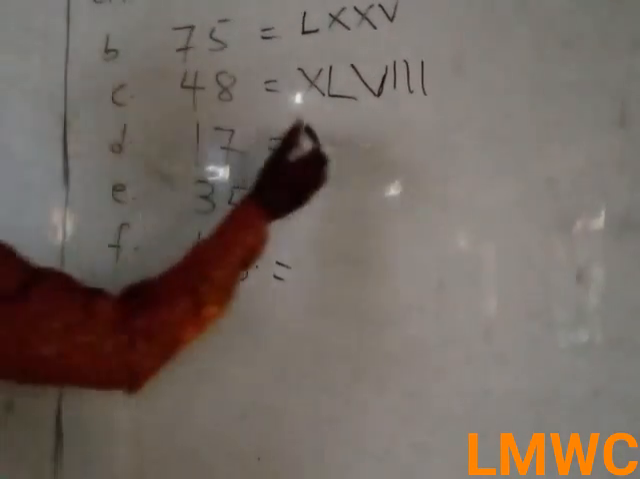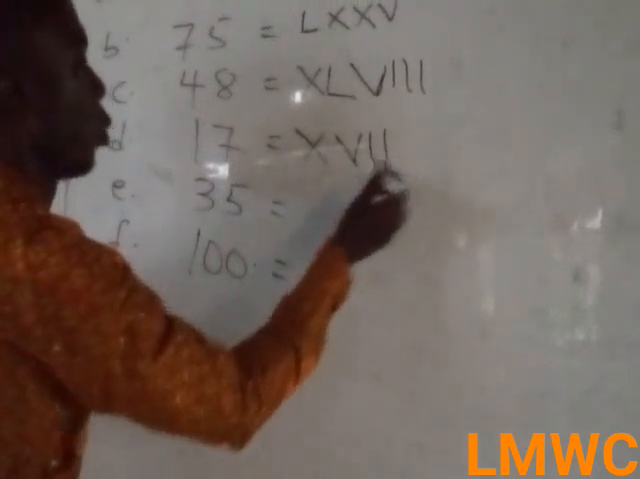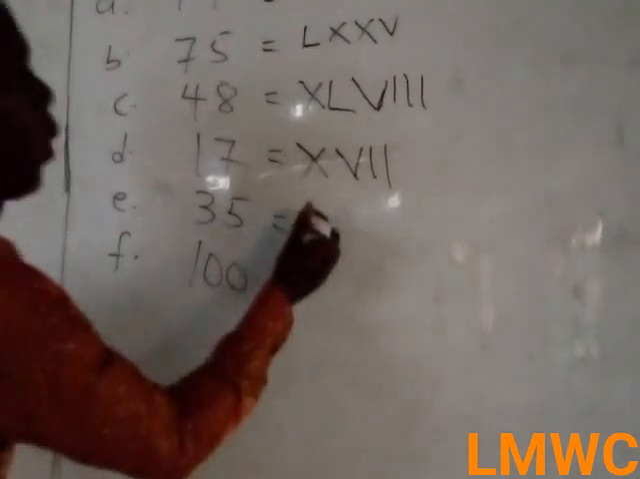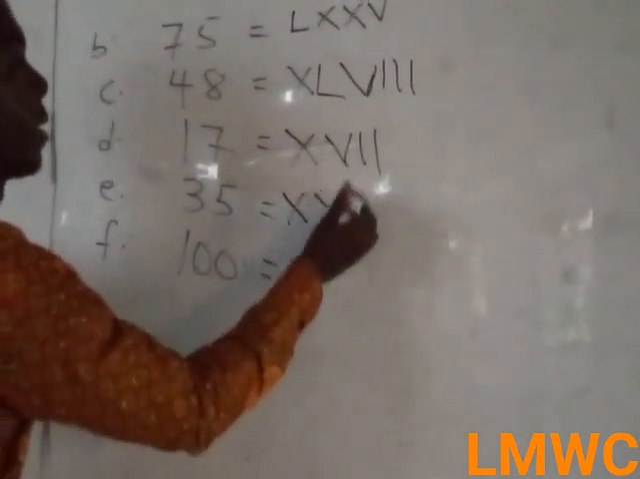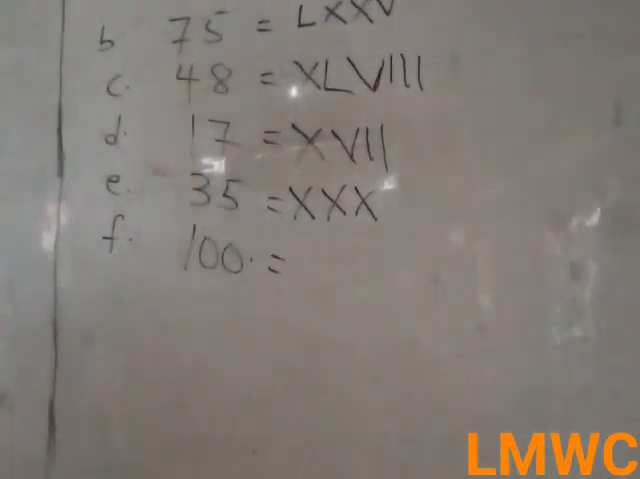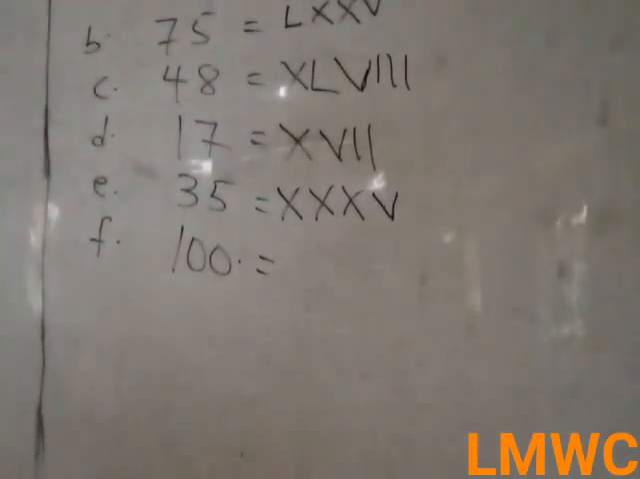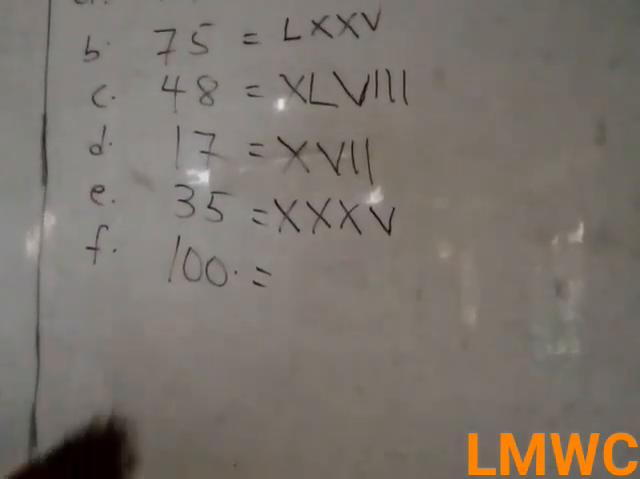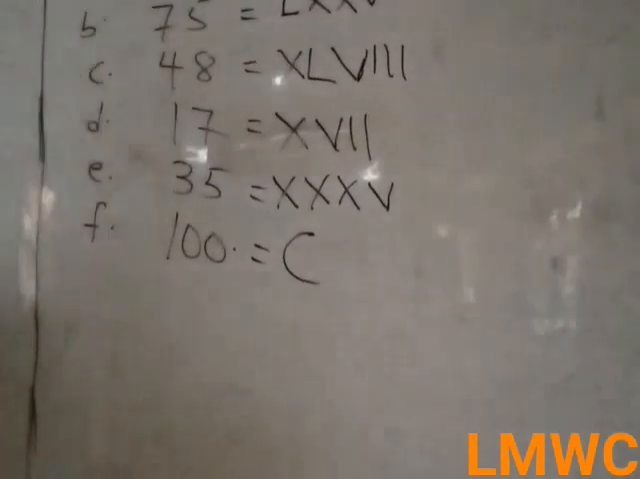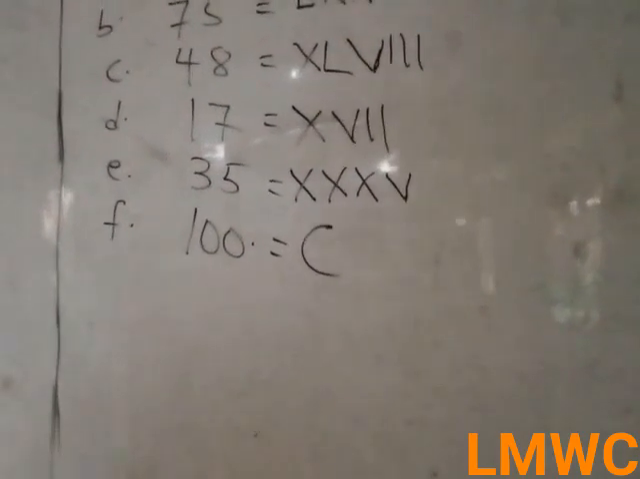17, we know X as 10, V as 5, and this as 2. So 10 plus 7 is 17. 35. One X is 10. Another X is 10. Another X is 10. So 10 plus 10 plus 10 is what? 30. 30 plus 5, 35. You see, it's simple. Once you know what you are doing, 100 is C. This is simple.